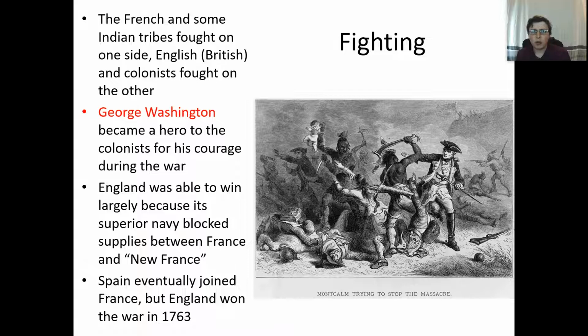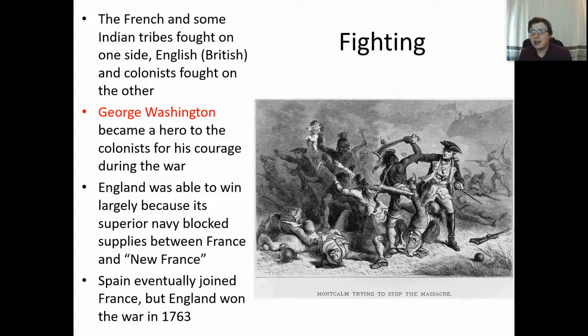Fighting in the French and Indian War was pretty one-sided. For the most part, you would have the English and the colonies fighting together against the French and their Indian allies. George Washington would become a hero to the American colonies for his courage during the war, although he would not necessarily have the best record in combat.